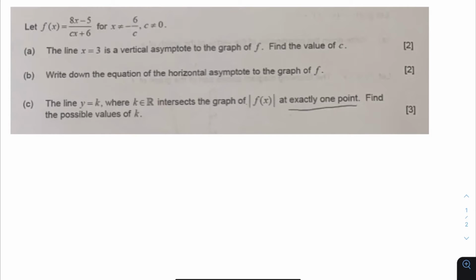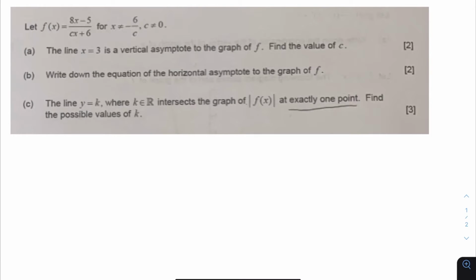So given that f of x equals (8x minus 5) over (cx plus 6), for part A we have to find the value of c, also given that the line x equals 3 is a vertical asymptote to the graph. So basically the fact that it's an asymptote means that it'll never contact f of x. So we know over here, actually, they've given us a big hint that x cannot equal negative 6 over c, because that's the part which makes the denominator 0, and therefore it makes f of x undefined.